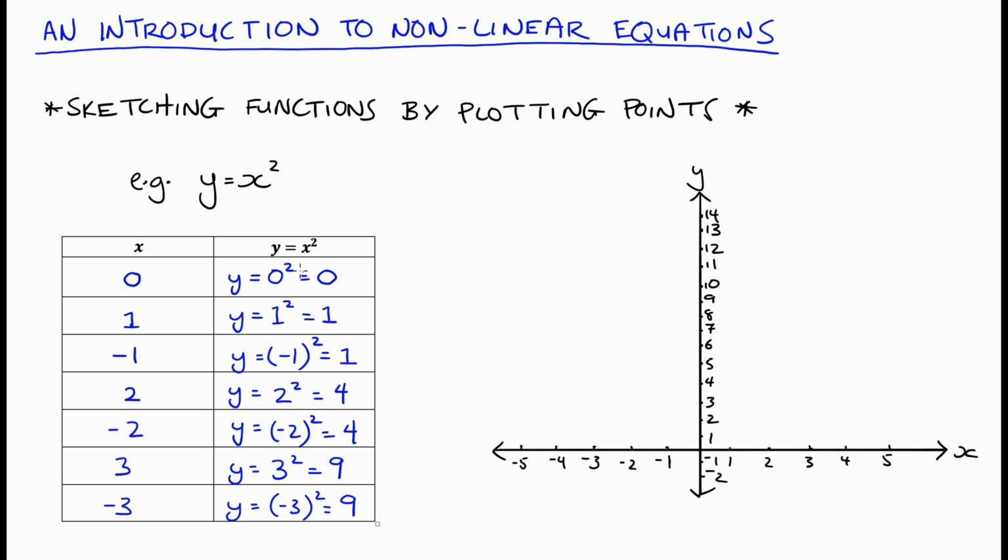So when x is 0, y is equal to 0. When x is 1, y is equal to 1. And when x is negative 1, y is equal to 1. When x is 2, y is equal to 4. And when x is negative 2, y is equal to 4. When x is 3, y is equal to 9. And when x is negative 3, y is equal to 9. So we can join those points together and we can see that the function here will form a bowl-like shape that sits right on the origin. So that's our sketching of y is equal to x squared.